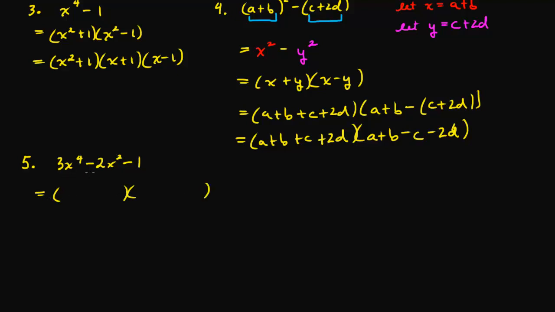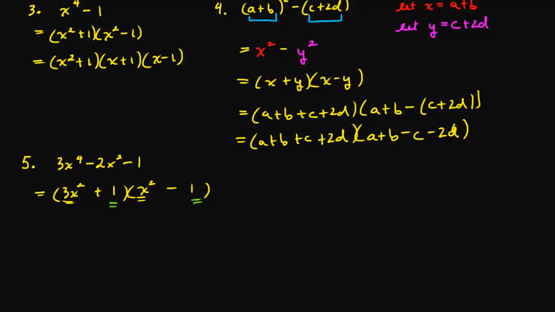So we'll try to factor this into the product of 2 binomials. This term and this term have to multiply to 3x to the power of 4. So we'll try 3x squared and x squared. This term and this term have to multiply to -1. So let's try -1 and +1. And then we'll check to see that the middle term is correct.